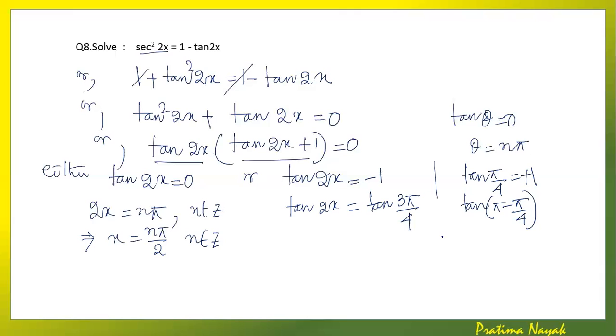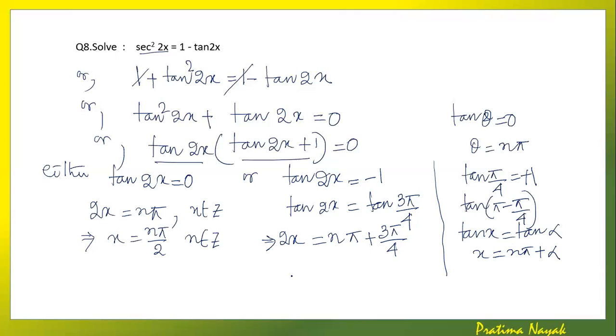Now come to the formula. What is it? If tan x is equal to tan alpha, then x is equal to n pi plus alpha. So the answer will be 2x is equal to n pi plus 3 pi by 4. But we don't need 2x. What we need is x only. So what will be x? x is equal to n pi by 2 plus 3 pi by 8, where n is an integer. Please don't forget to write what n is, otherwise it has no meaning.